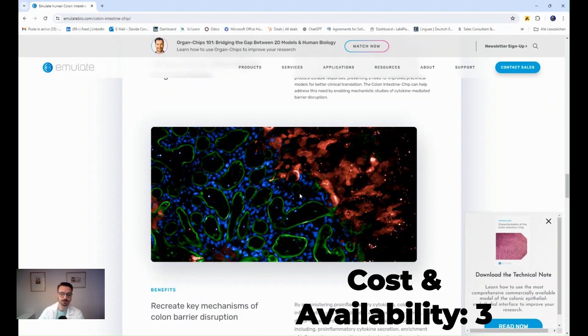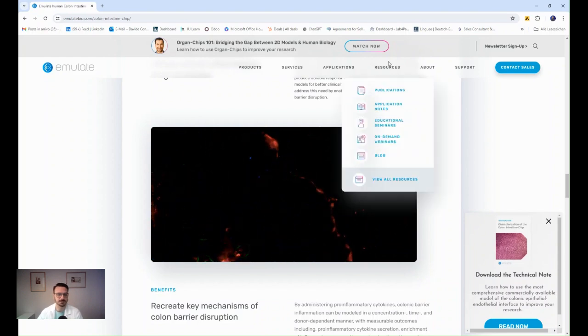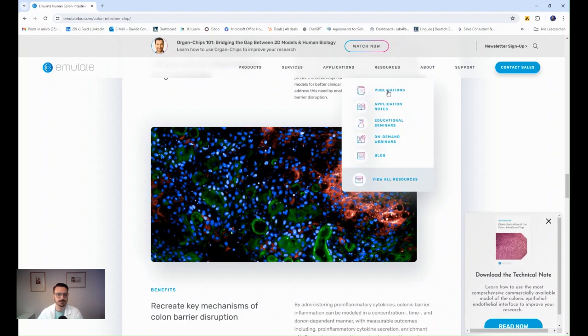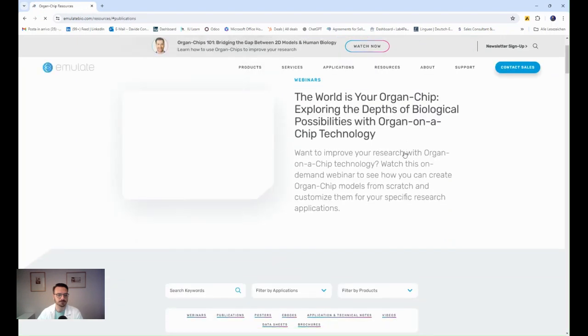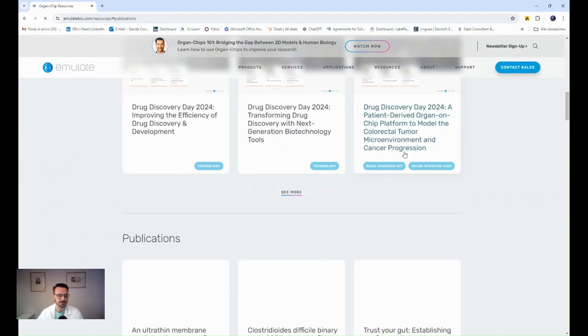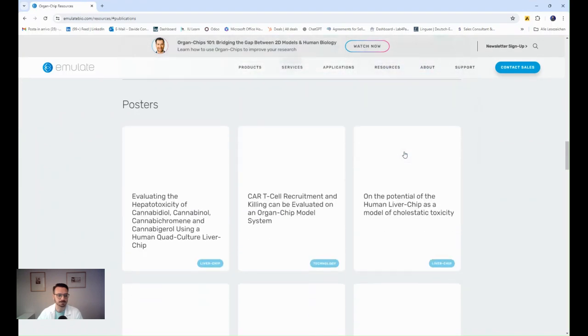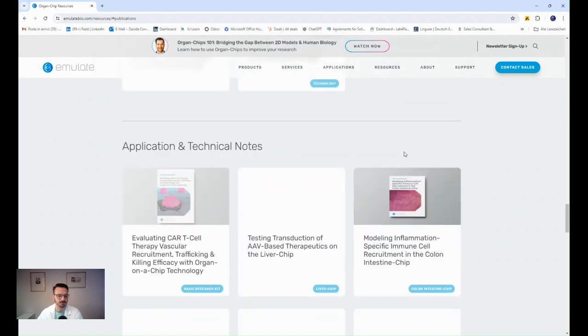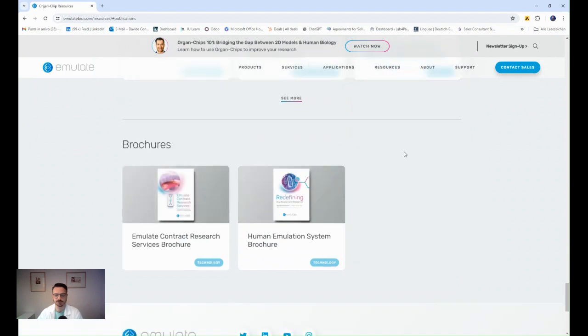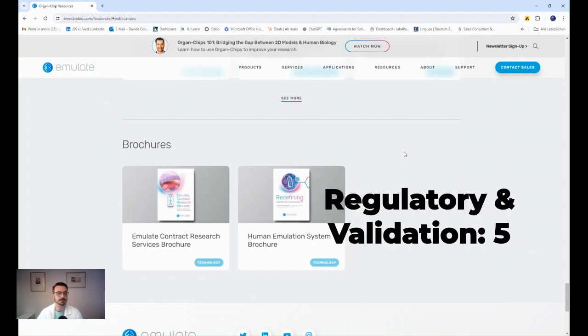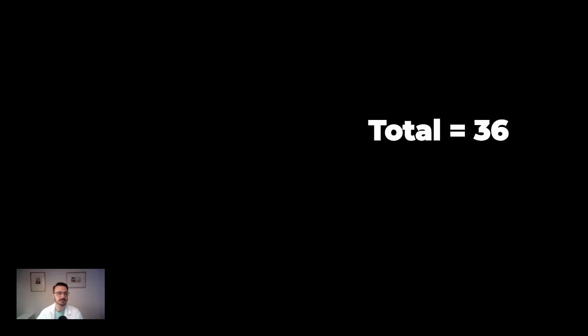And in terms of regulatory and validation, they are probably the company with the most amount of data in general, between publications, webinars, posters, ebooks. They have a lot of different collaborations, videos, data sheets, protocols, brochures. So probably one of the better established systems altogether. So I would give it a 5. And with this, they score 36 and they are on top of our ranking.